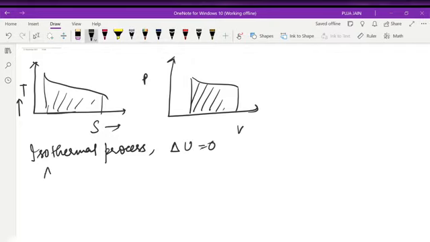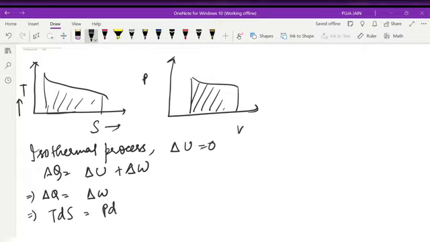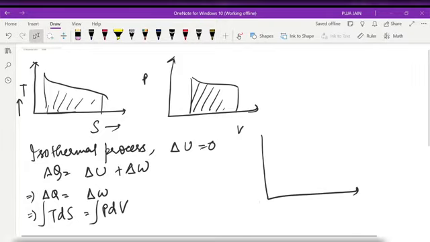So del Q is equal to del U plus del W. This is our first law of thermodynamics. So del Q, with del U being 0, is equal to del W. Del Q is T dS and this is our PdV. So if we integrate both, we will get our total work done and the total heat exchanged.